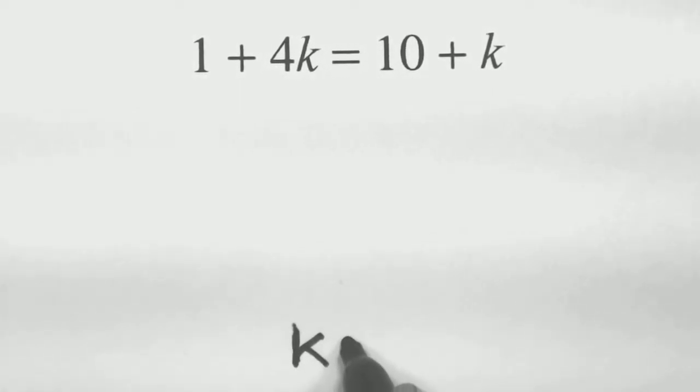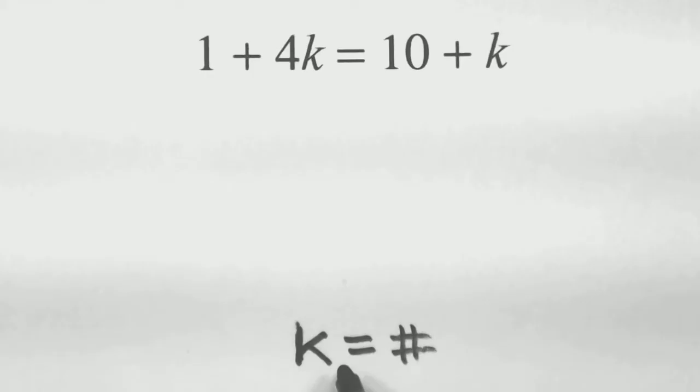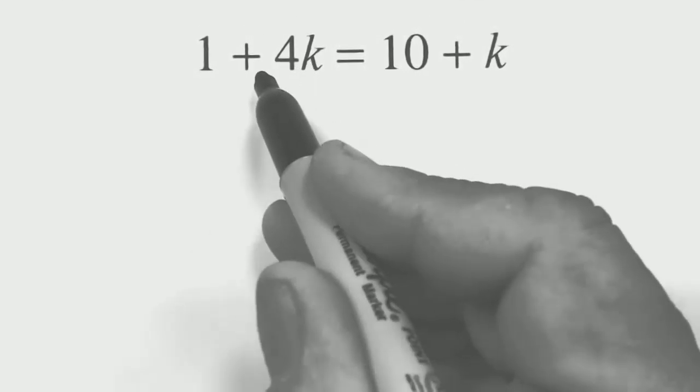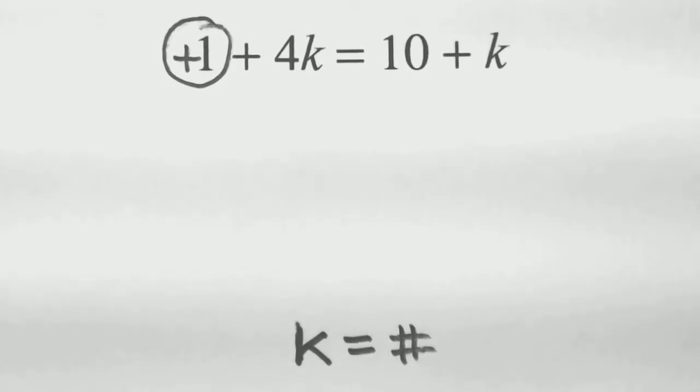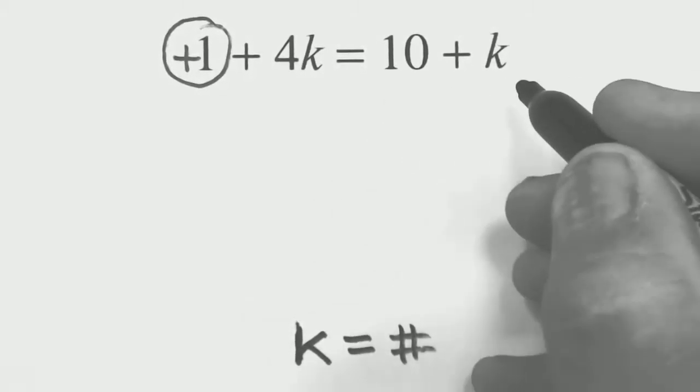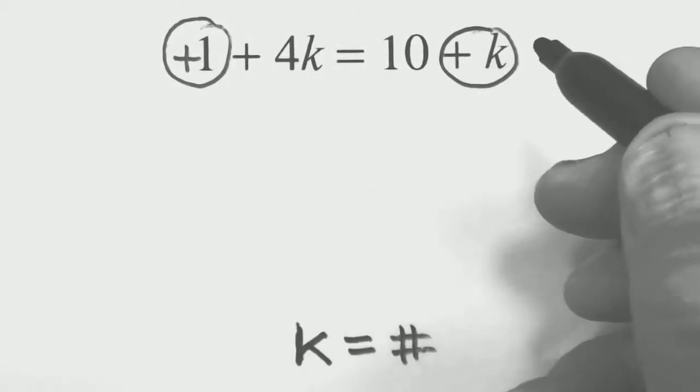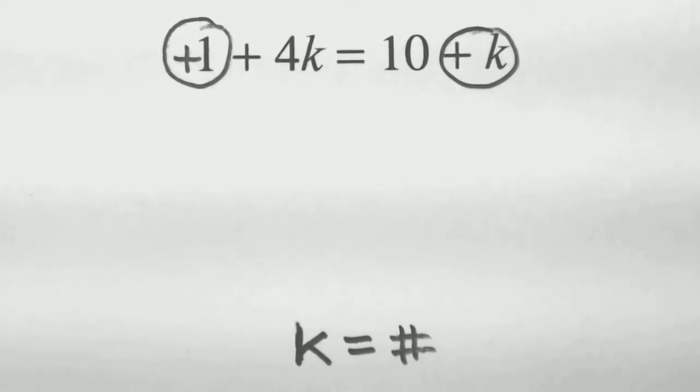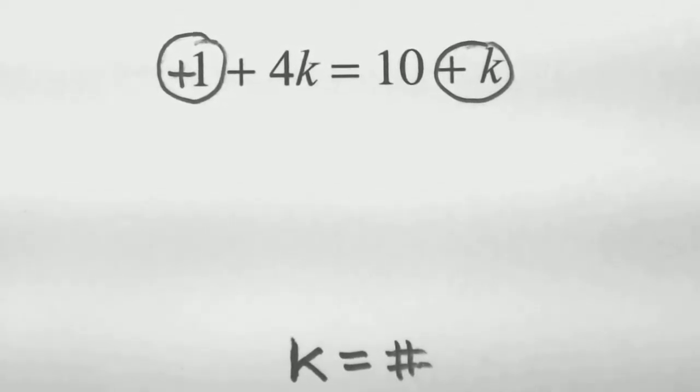Since the variable is k, I'm going to want to have k equals whatever number the final answer is. So let's identify who has to move. I only want terms with k on the left, so the 4k is okay, but this plus 1 has to move. Remember, no sign in front of it, we assume it's positive. Over on the right side, we only want numbers. Well, the 10 is okay, but you see the plus k? It has to move.